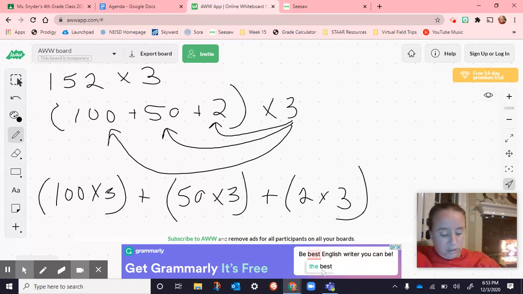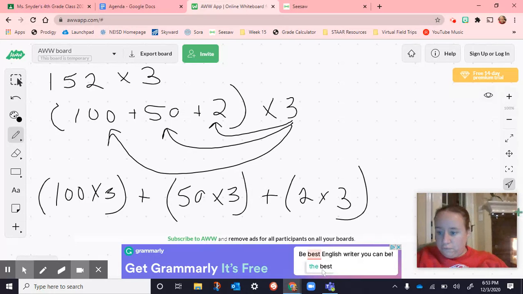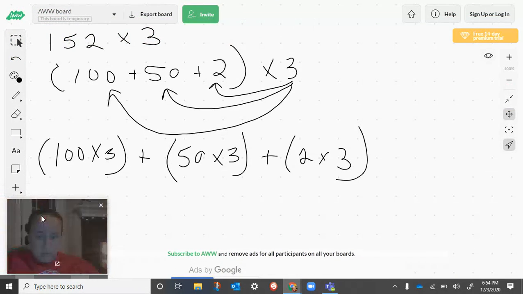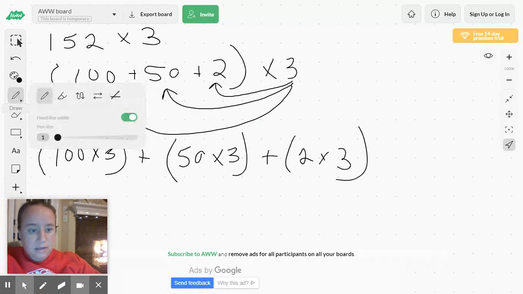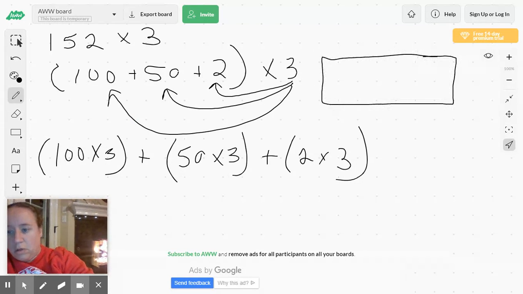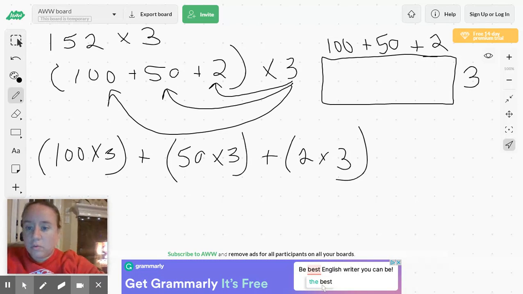And this looks familiar because if we draw our box, let me move over a bit. Get rid of that. Let me move over here. All right, so let me draw the box here. Let me see if I can fit it up here. All right, so we had 100 plus 50 plus 2, and we're multiplying all that by 3. So we're going to put our lines down where we have our plus sign.